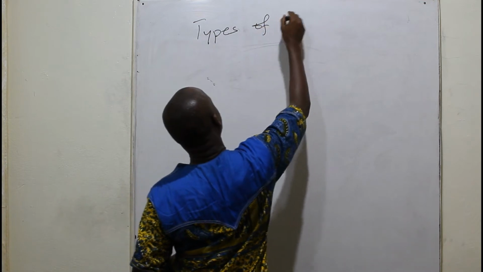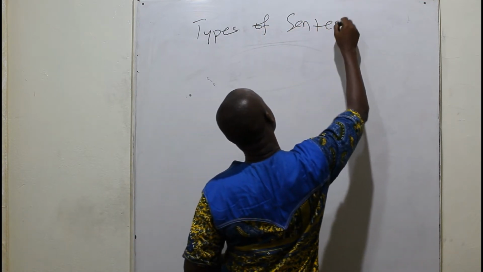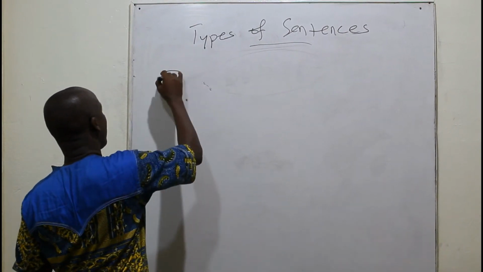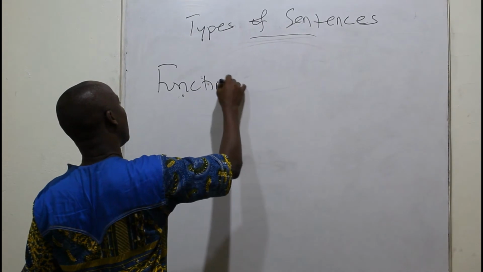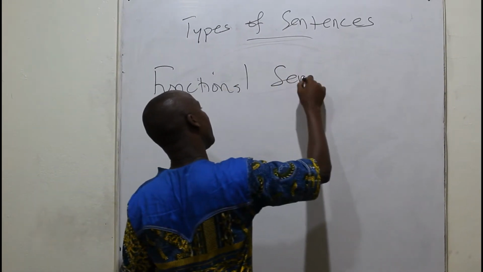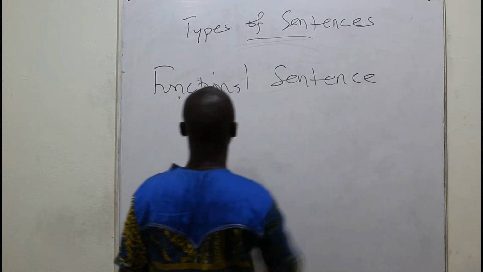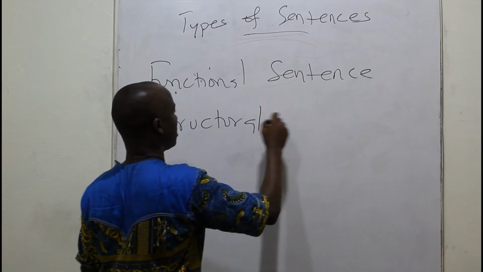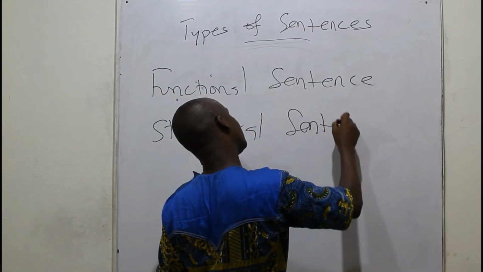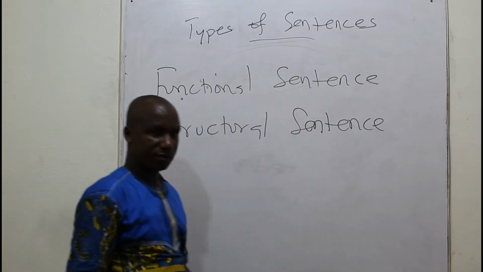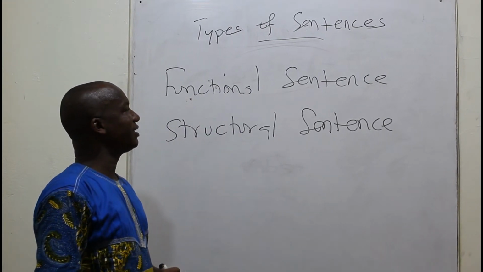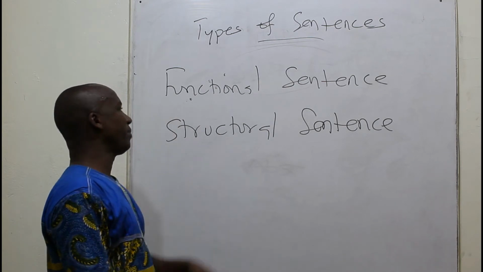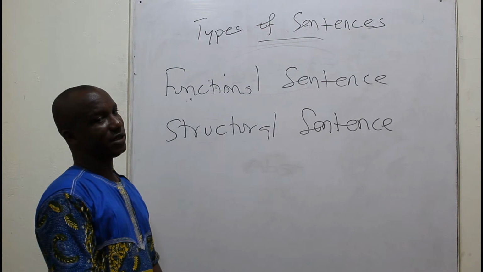Types of sentences. Now we have 2 types of sentences. We have what we call the functional sentence and what we call the structural sentence. Functional and structural sentences. What do we mean by functional sentences and what do we mean by structural sentences?